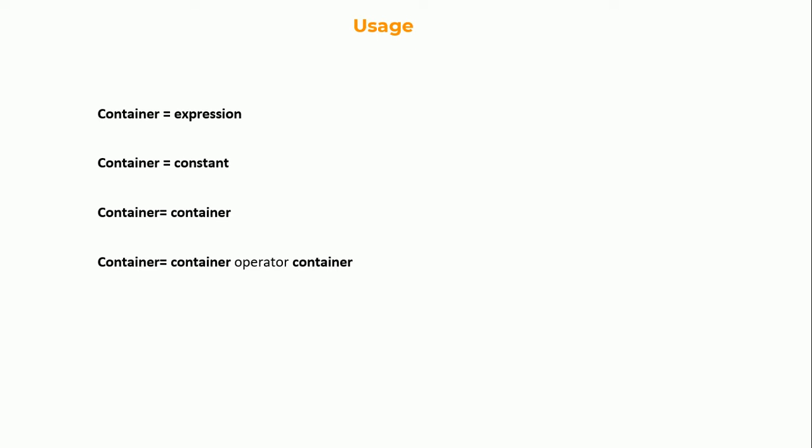So on the left is the LHS, which is usually, and when I say usually, I am serious. On the left-hand side of the assignment operator, which we call the equal sign, you should always have a container. When I talk about containers, if you've watched the variable video, you know I'm talking about a variable.